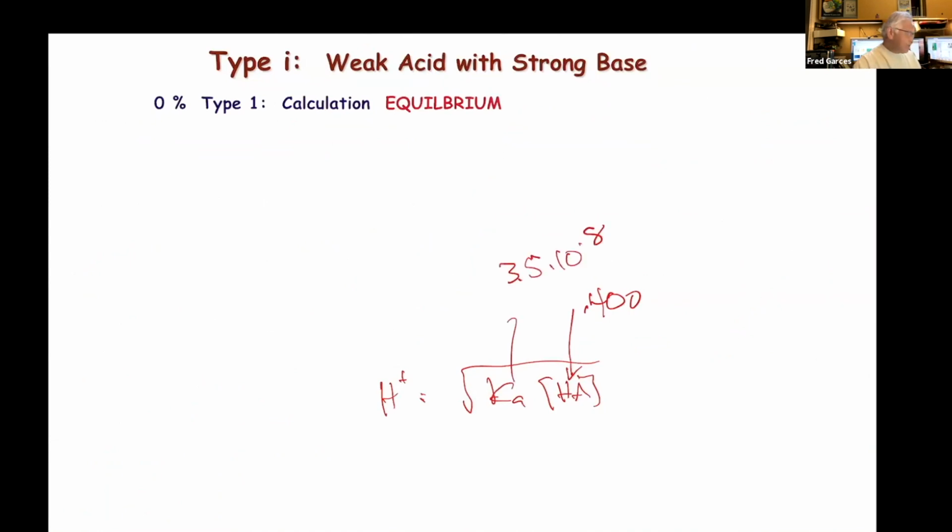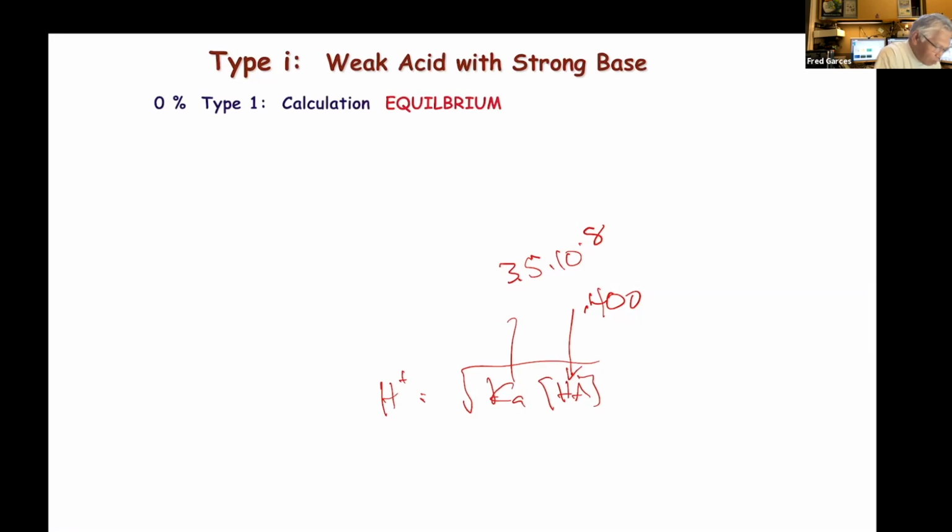And now I can calculate the hydronium. So here's my calculator. Let me just do this real quick without looking at the answer, and I'll show you that it comes pretty close. I'm going to take 3.5 to the negative 8, multiply that by 0.4, and then take the square root of that.